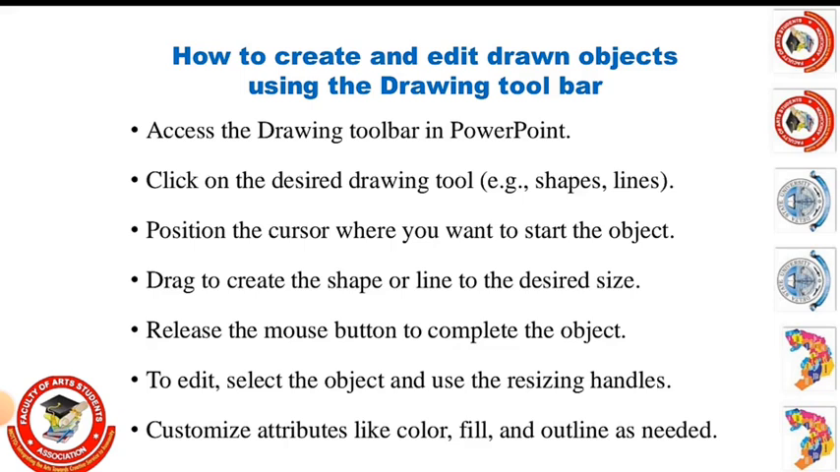You put your cursor there, and where you want to start the object, you drag to create the shape or the line you desire, the size you want. When you are done, you release your mouse, and then you are done with that. You can now begin to edit the object, resize it the way you want, and customize it, putting in your colors, your fill, your outline, as much as you need.